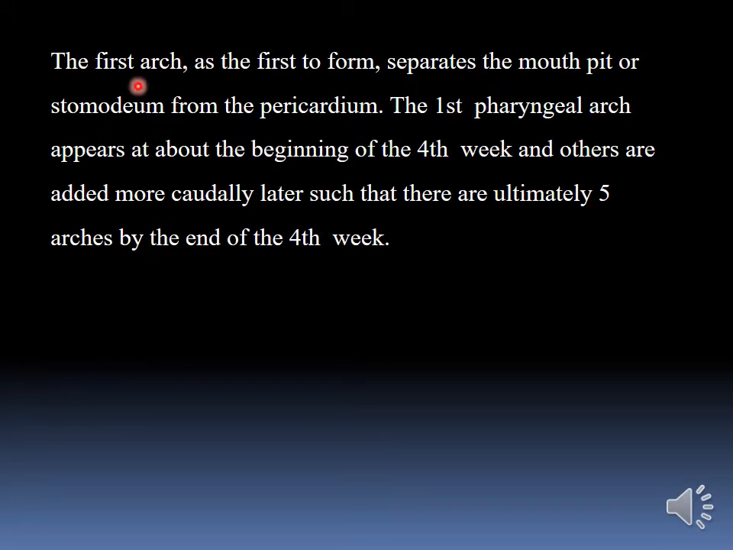Now, the first pharyngeal arch is the first to form. It separates the mouth pit or stomodeum from the pericardium, or the developing heart. The first arch appears at about the beginning of the 4th week of development. Then it is followed by the appearance of other arches. They appear more caudally later, such that there are ultimately 5 arches by the end of the 4th week of development.